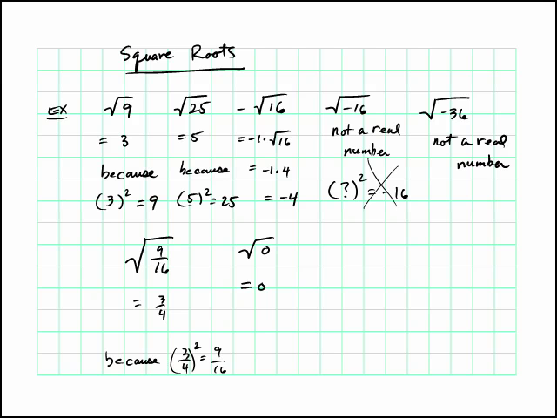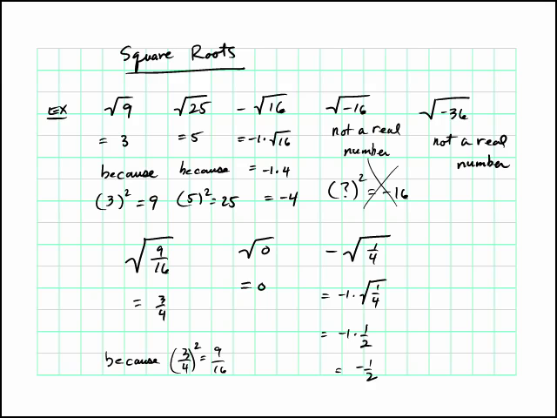And one more example. Negative square root 1/4. The negative sign is on the outside, and so that's a -1 times square root 1/4. Square root of 1/4 is a 1/2, because if we multiply 1/2 to 1/2, we get a 1/4. And so this is a -1/2 as our answer.